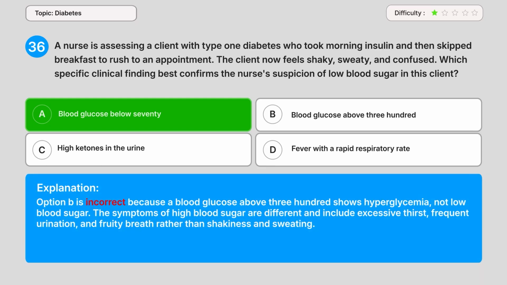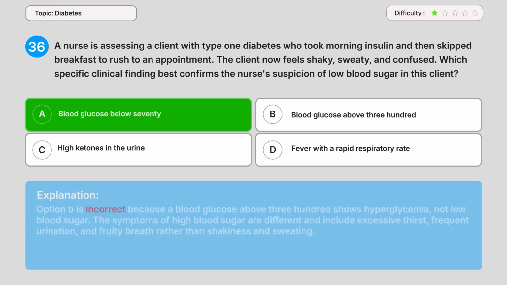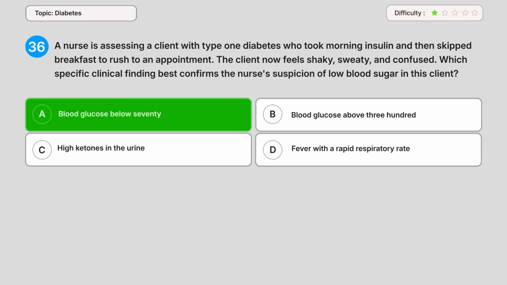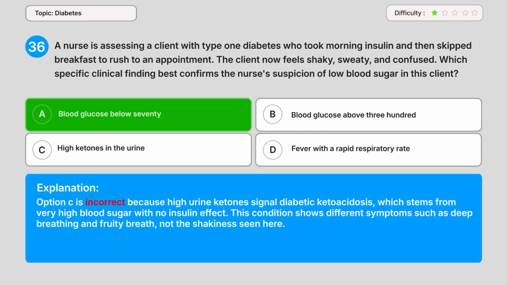Option B is incorrect because a blood glucose above 300 shows hyperglycemia, not low blood sugar. The symptoms of high blood sugar are different and include excessive thirst, frequent urination, and fruity breath, rather than shakiness and sweating. Option C is incorrect because high urine ketones signal diabetic ketoacidosis, which stems from very high blood sugar with no insulin effect.